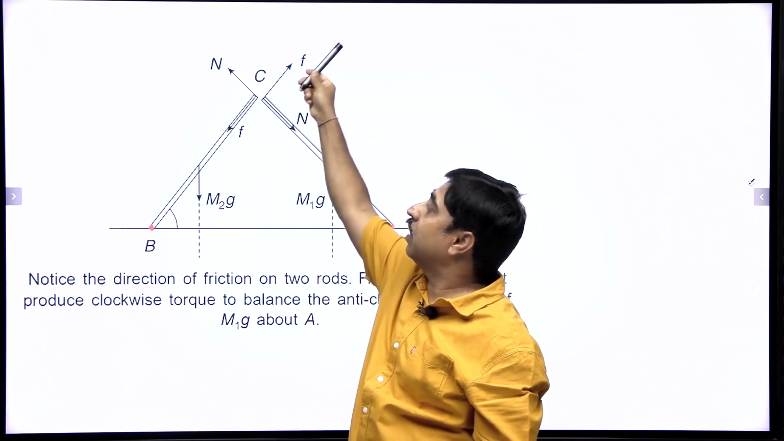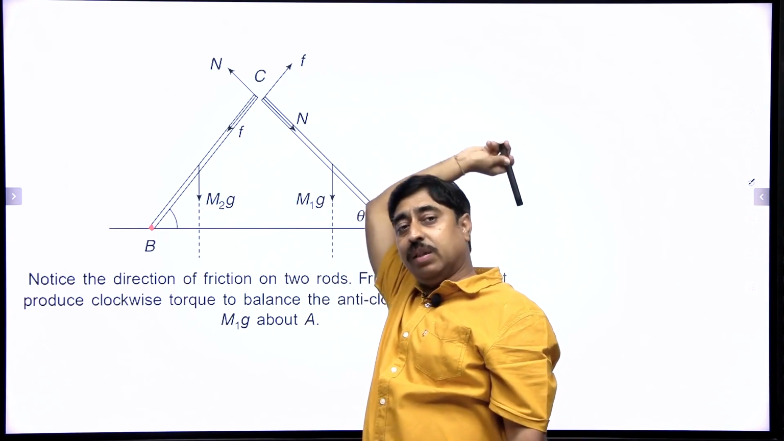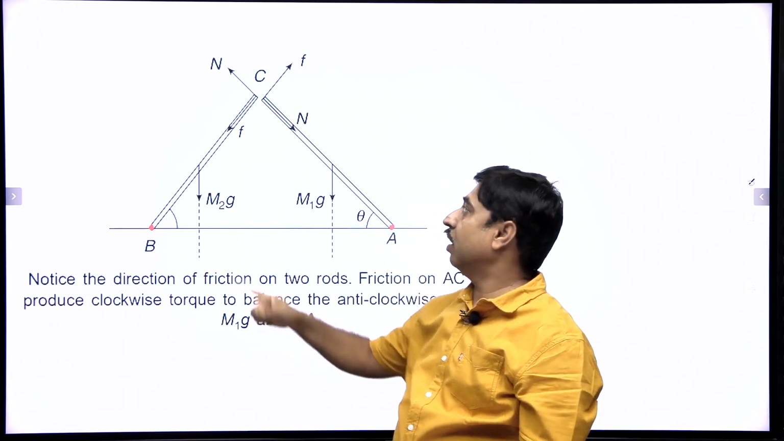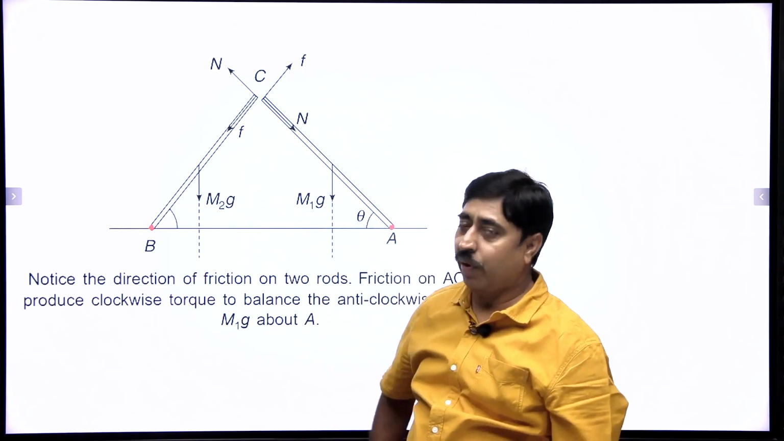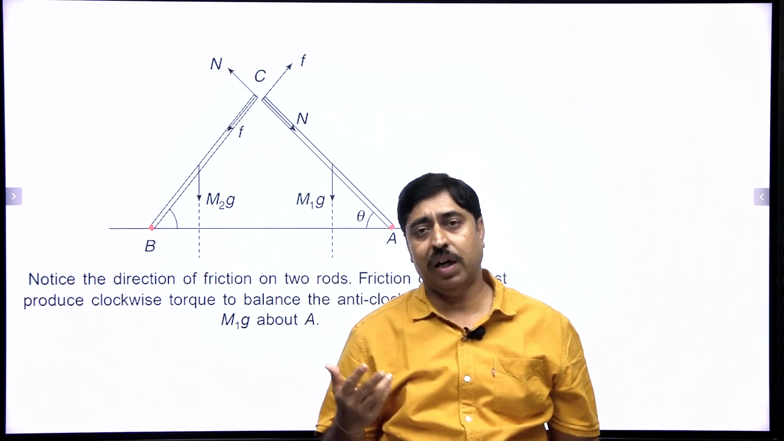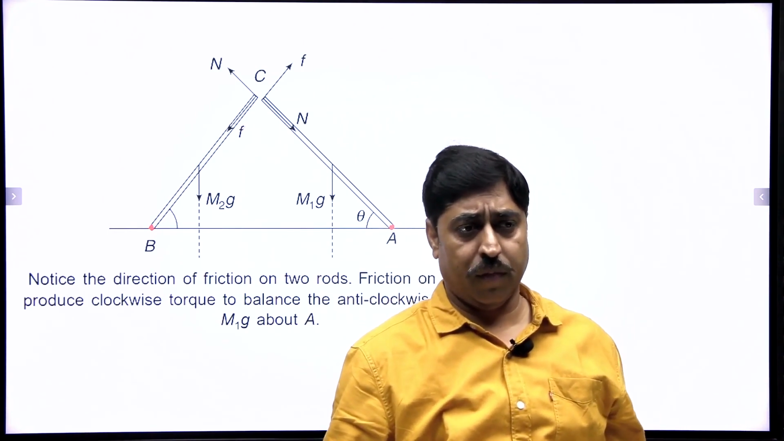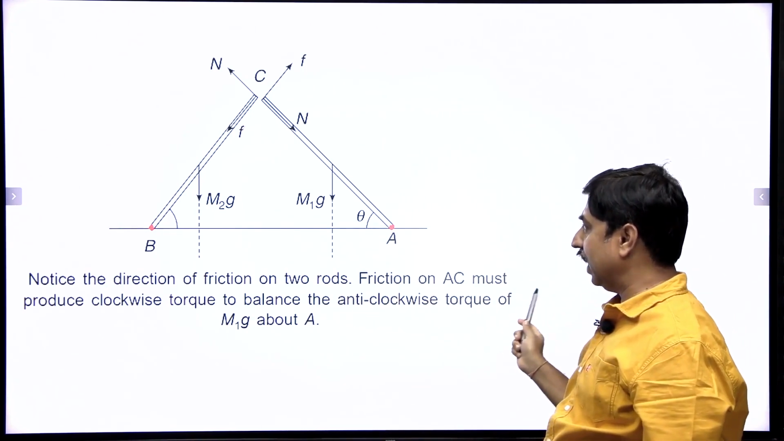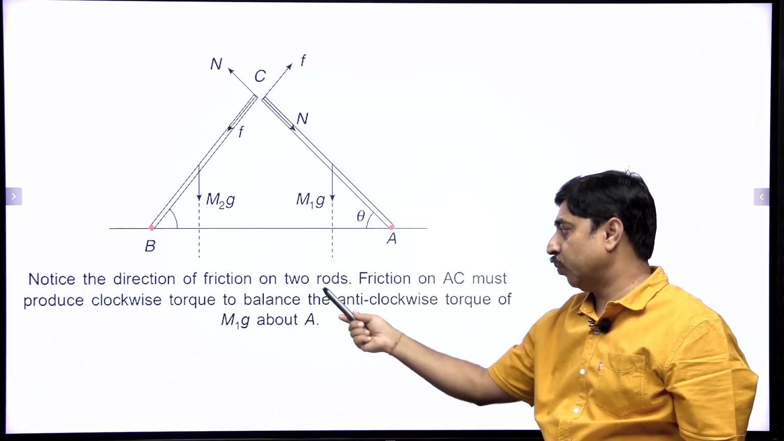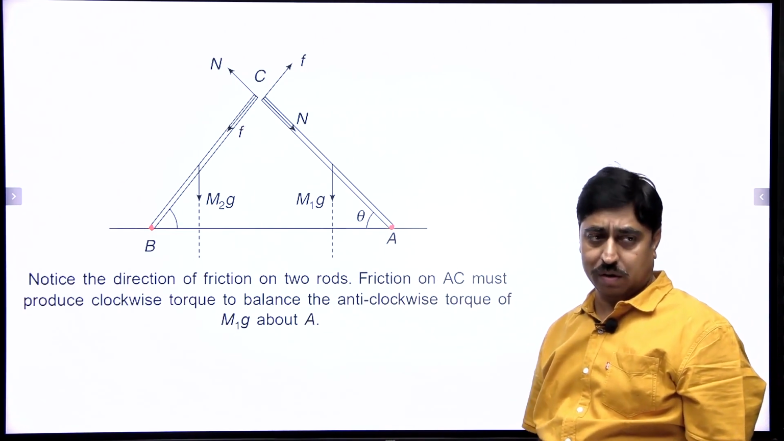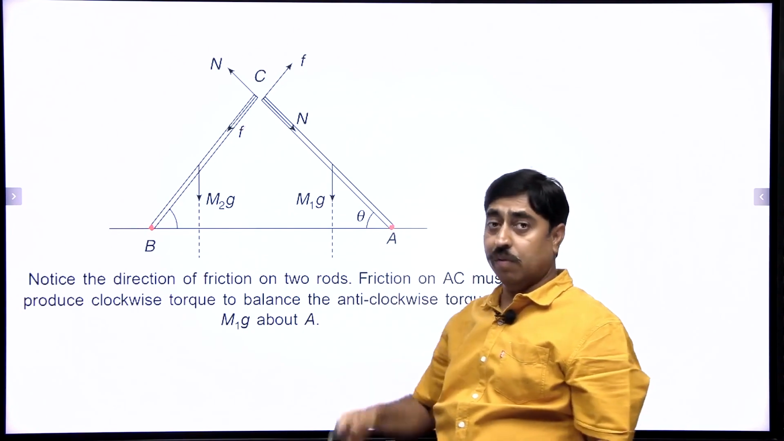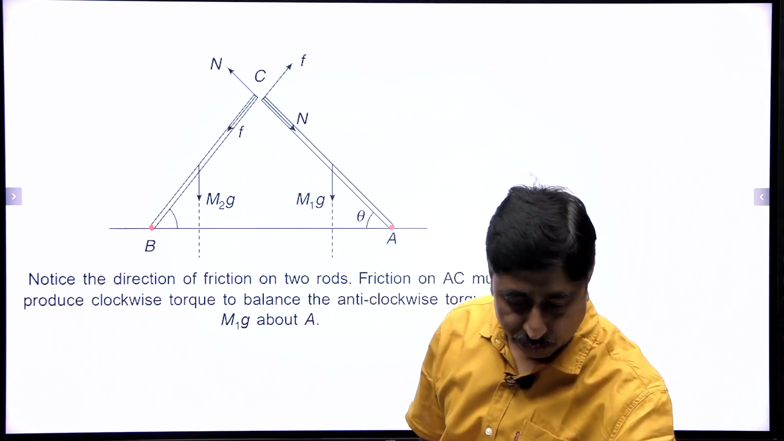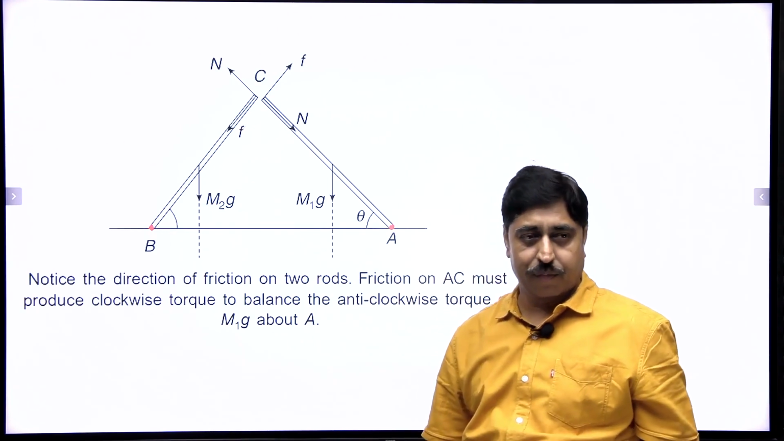Therefore, the friction has to be in this direction on this rod, so that friction has a torque in the opposite direction. If friction on this rod is taken in this direction, then friction and mg both will produce torque in the same direction, which can never result in equilibrium. So notice the direction of friction on the two rods. Friction on AC, this rod AC, must produce clockwise torque due to friction to balance the anti-clockwise torque due to m1g. I hope this is clear.